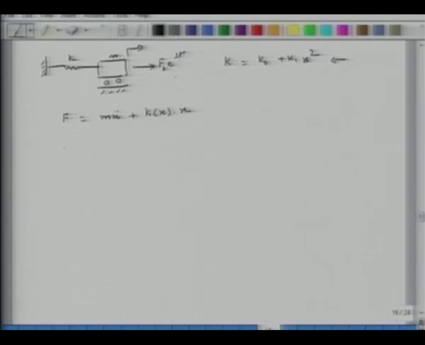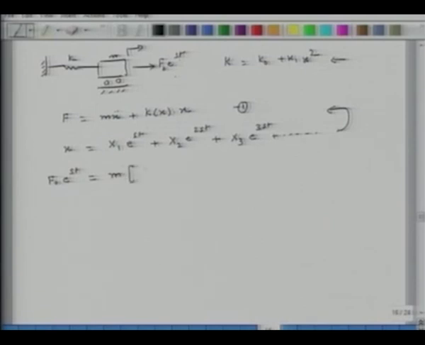So we assume a solution for x: x1 e^(st) plus x2 e^(2st) plus x3 e^(3st). So we can take an infinite series, and we plug this into the equation of motion. So my equation of motion becomes F naught e^(st) equals, and then I am going to collect different terms.